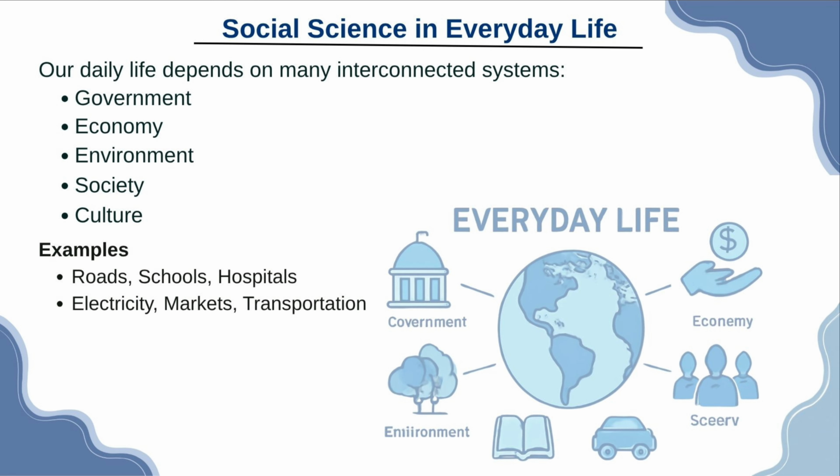Was society always like this? Did humans always live in cities, study in schools, use money, and follow governments? The answer is no. Thousands of years ago, human life looked completely different. So, how did we reach where we are today? Let's travel back in time and discover the incredible journey of human civilization.